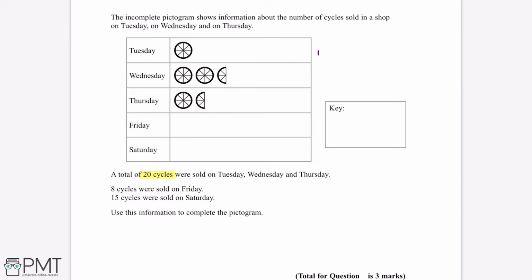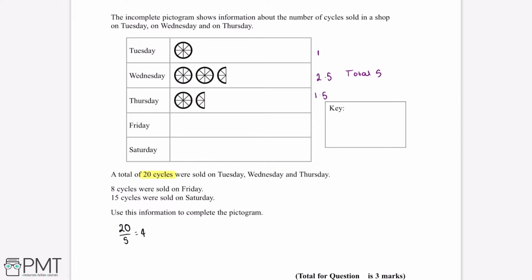So there's 1 circle in the Tuesday row, there's 2.5 circles in the Wednesday row, and there's 1.5 circles in the Thursday row. And if we add these up, this gives us a total of 5 circles. So this means that 5 circles on this pictogram is equal to 20 cycles. So if we do 20 divided by 5, this tells us how many cycles each of these circles are equal to. So 20 divided by 5 gives us an answer of 4.